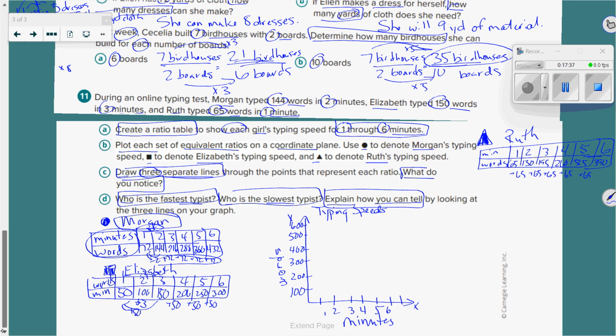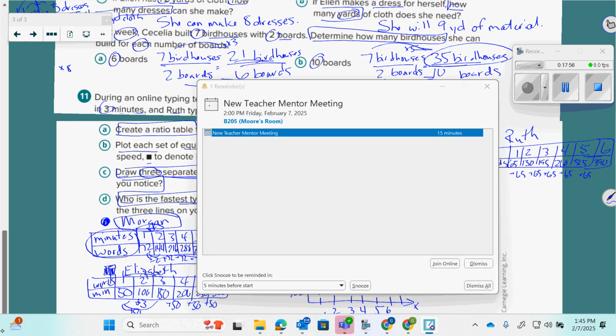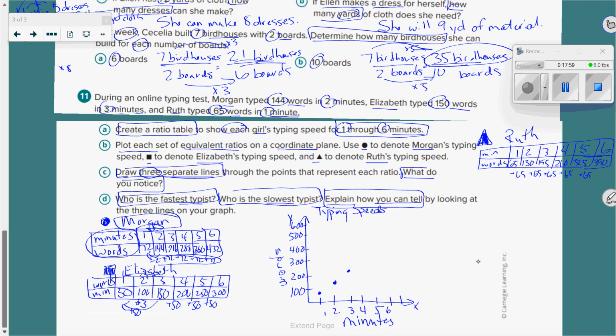So for Morgan, at 1 it is 72. So 72 means it's going to be about 3/4 of the way up. I draw a circle. At 2, it's 144. So 2 is just short of halfway between 100 and 200. At 3, it's 216. So now 3 is just past the 200. At 4, we now are at 288. So now I'm going to be just shy of the 300.